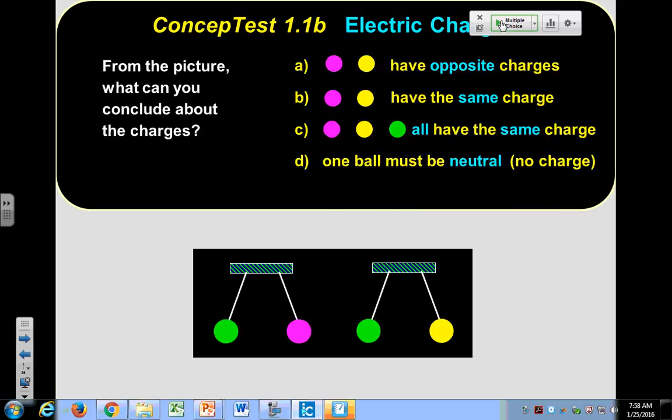Alright, from this picture, what can you conclude about the charges? And just to be clear, these are two separate things, so they're not affecting one another. What can you conclude about these charges? All right, I'll stop at 50.